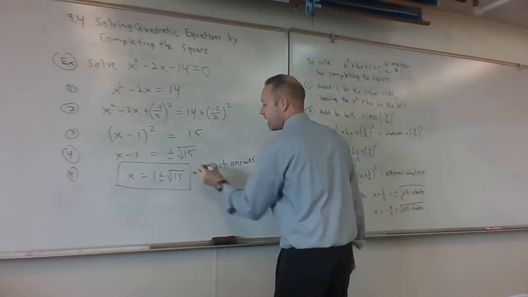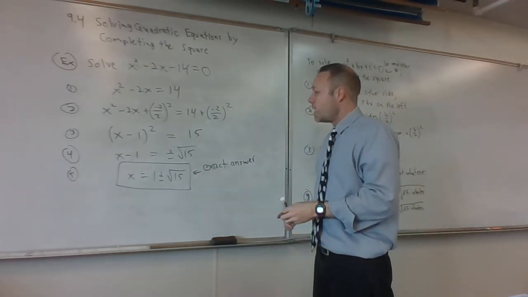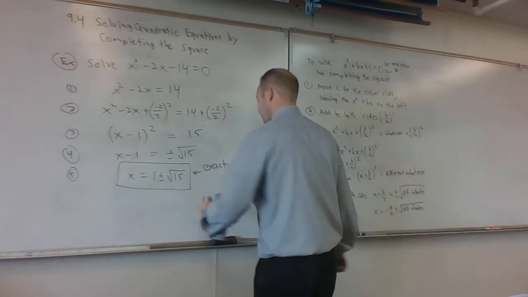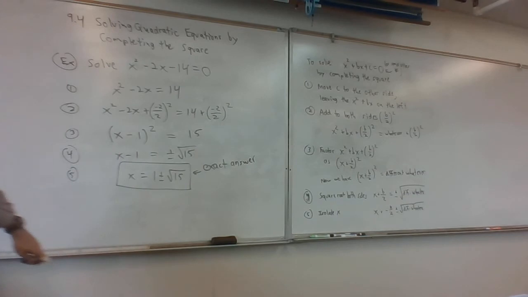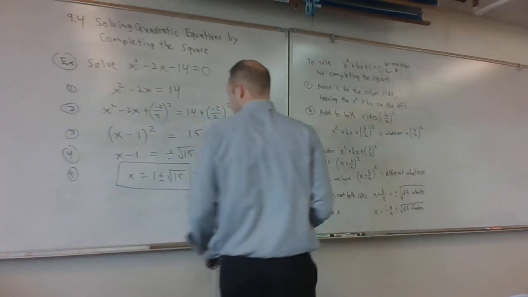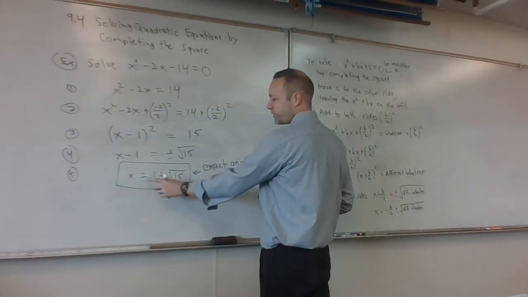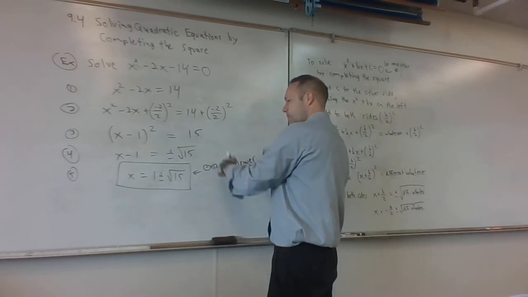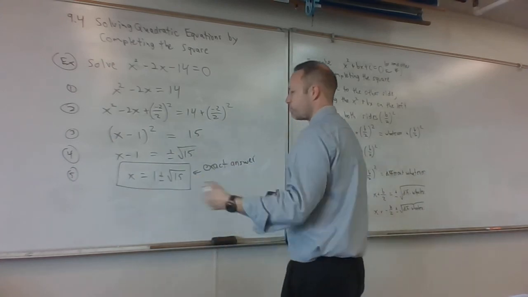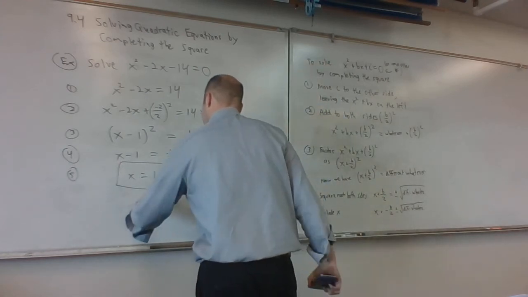That is my exact answer. Now let's look at how to do the rounded answers. That's exact. The rounded answers is literally just take your calculator. I like to do the minus first just because that gives me the smaller answer, and then the plus second because that gives me the bigger answer. I just like to list the smaller answer and then the bigger answer.